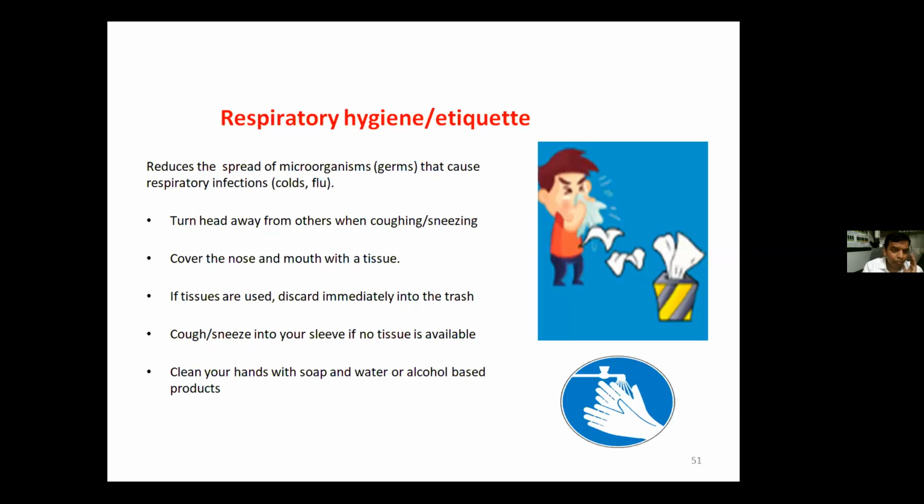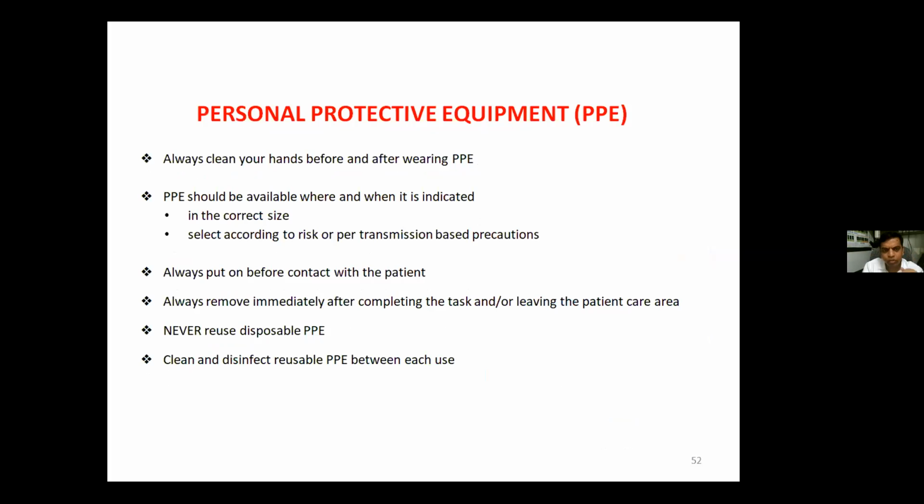Respiratory hygiene is a must, that is sneezing into the elbow or covering the nose and mouth with a tissue paper and discarding the tissue paper into the dustbin after sneezing. Respiratory etiquette should be followed.